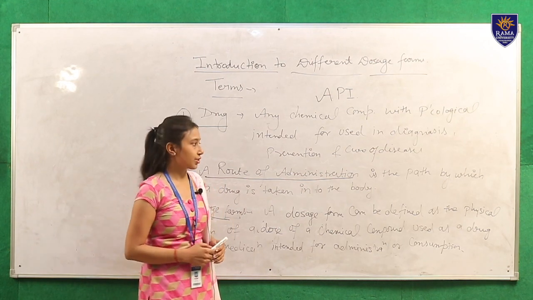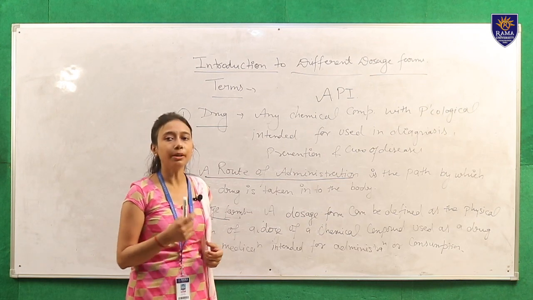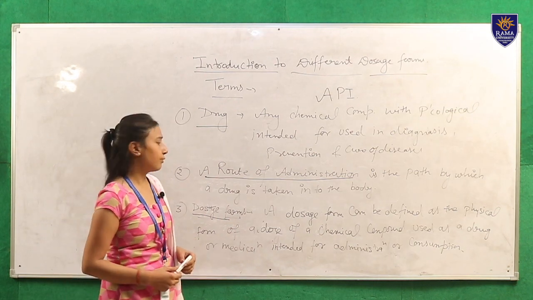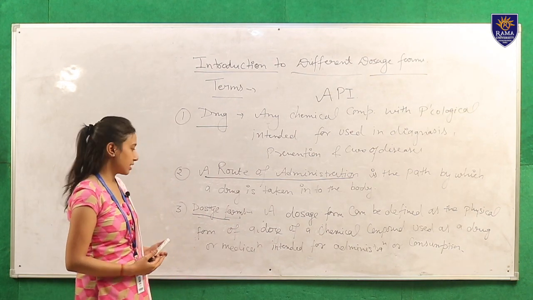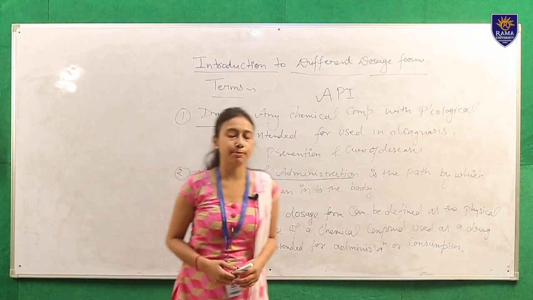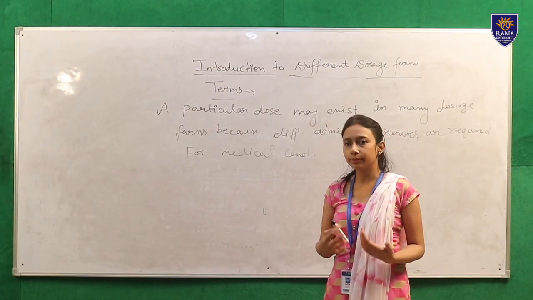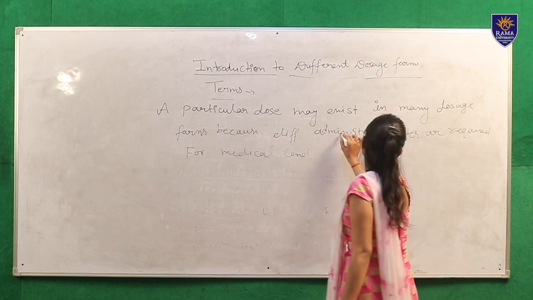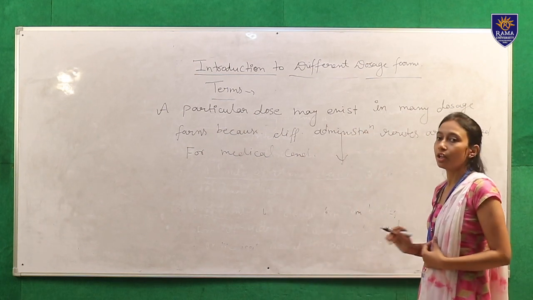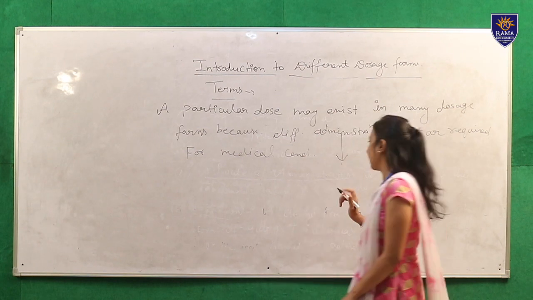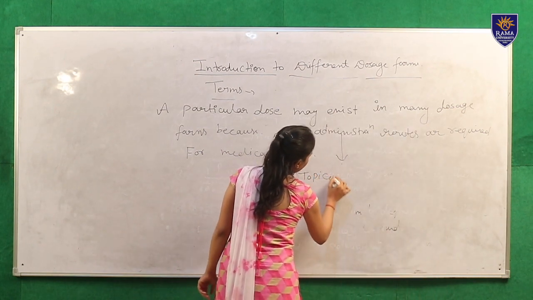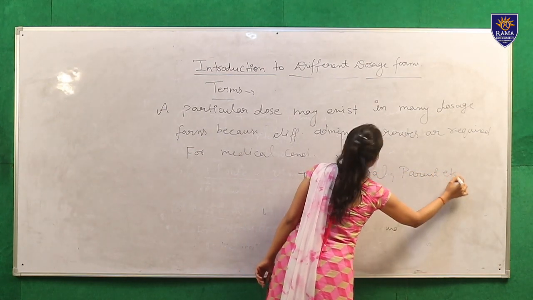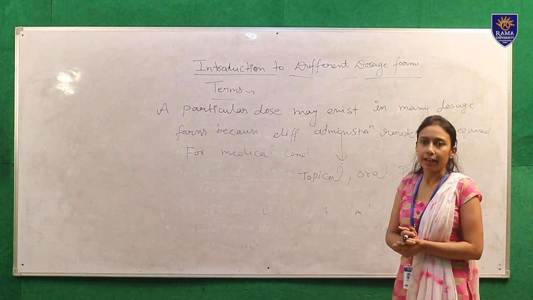A route of administration is the path by which the drug is taken into the body, and the third term is dosage form. A dosage form can be defined as the physical form of a dose of a chemical compound used as a drug or medication intended for administration or consumption. A particular dose may exist in many dosage forms because different administration routes are required for medical conditions. There are different kinds of routes of administration, like topical, oral, and parenteral, etc.